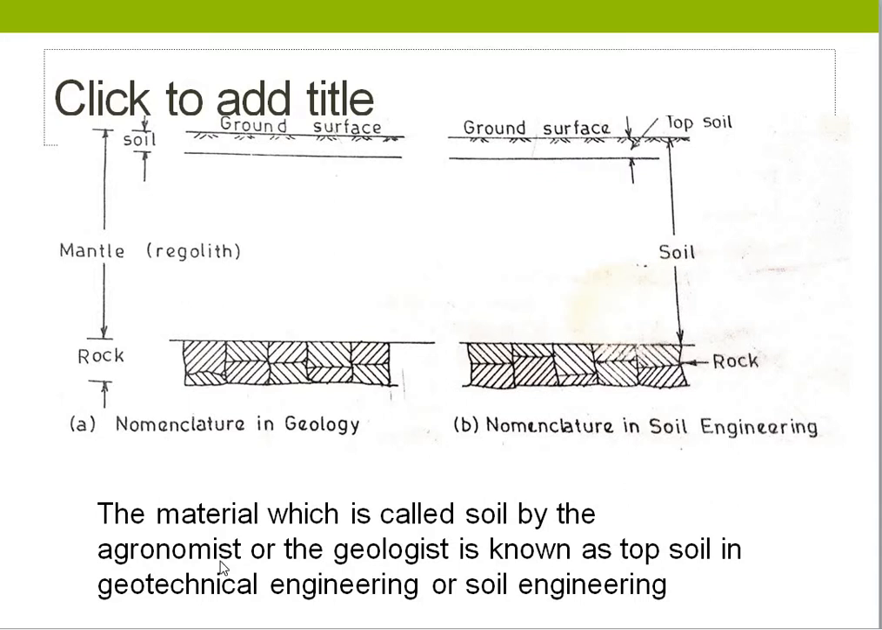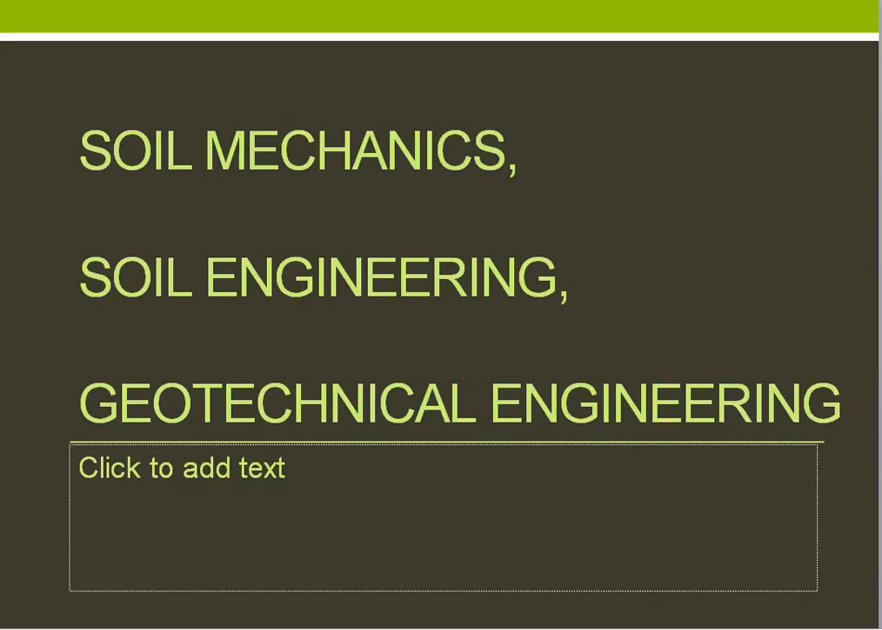The material which is called soil by the geologist is actually the top soil in geotechnical engineering. That is the basic difference. Also note that this top soil is usually removed from the earth surface before the construction of structures. Why? This topsoil contains a large quantity of organic matter and it is not suitable as a construction material or as a foundation for structures. You understand the meaning of soil in soil engineering.